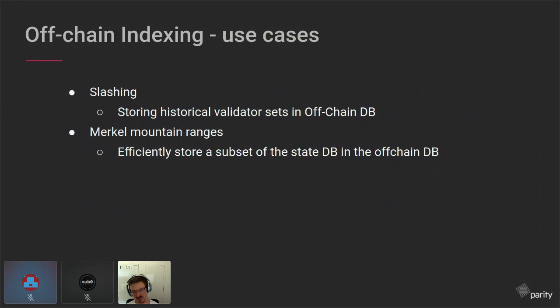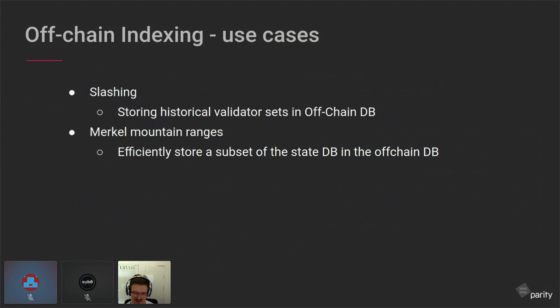There are other use cases. One is slashing. Currently, you have only the information about the current set of validators, but for slashing, especially slashing as part of an off-chain worker, it is necessary that you also know the past sets of validators for a particular transaction, and be able to identify who was misbehaving. And this is also possible via the off-chain indexing API.